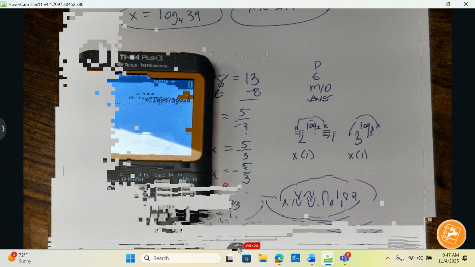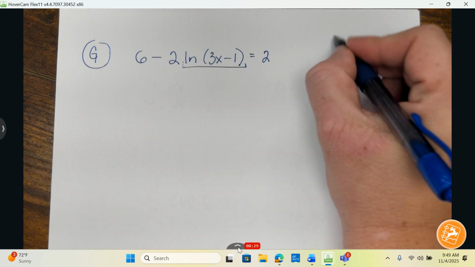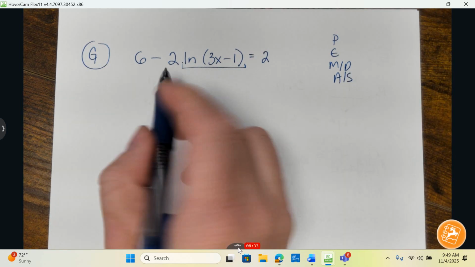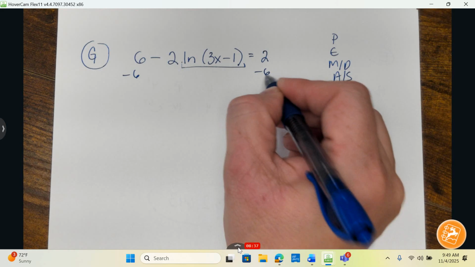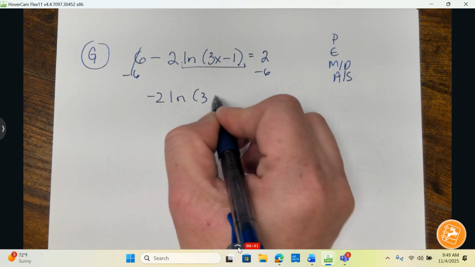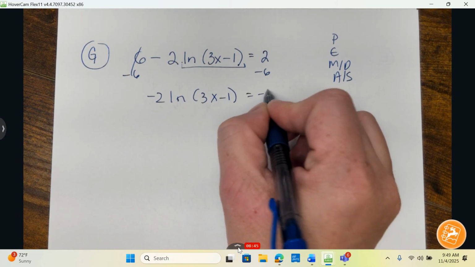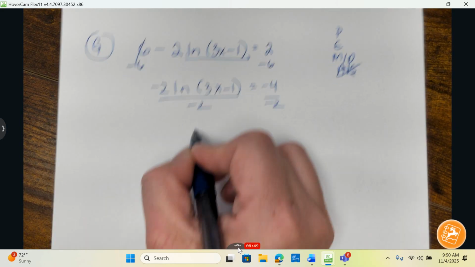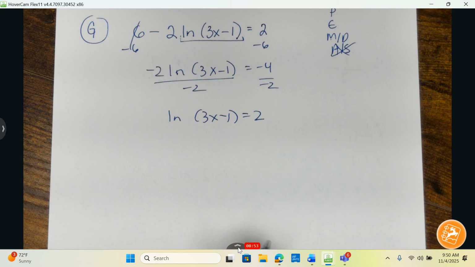Okay, let's look at g here. We want to get this portion by itself, so PEMDAS, please excuse my dear Aunt Sally. I'm going to start by adding or subtracting. So I'm going to subtract 6 from the left and 6 from the right. Negative 2 times this quantity, the natural log of 3x minus 1, equals negative 2. Then I'm doing multiplying or dividing. We have the natural log of 3x minus 1 equals positive 2.